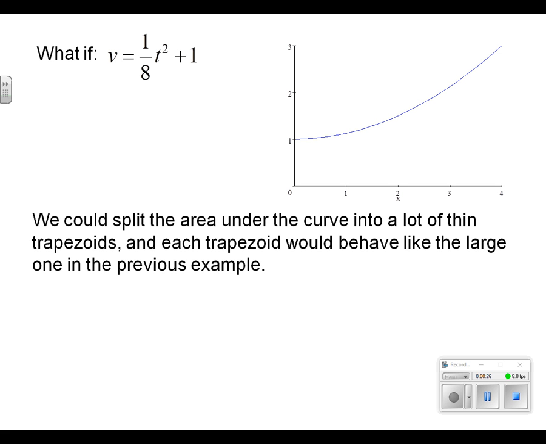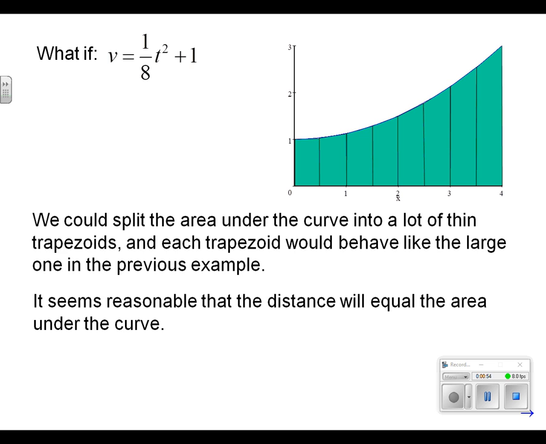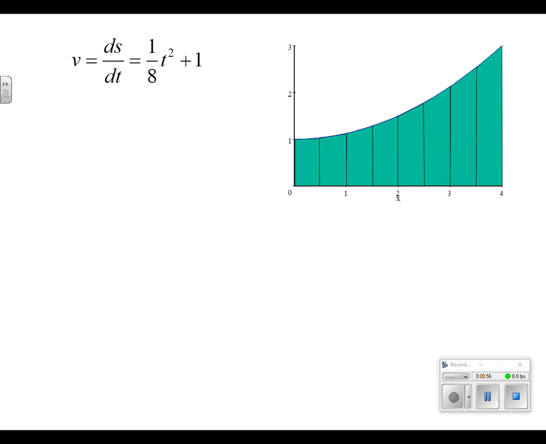Okay, we could split it into a lot of thin trapezoids, and that would give us an estimate. There we go. So it's a little bit better than rectangles, right? They are tiny little trapezoids. If you zoom in right here, you can see a little bit of where it's not actually fitting. You can see a little bit right here, right? It seems reasonable. Yes, it does seem reasonable.